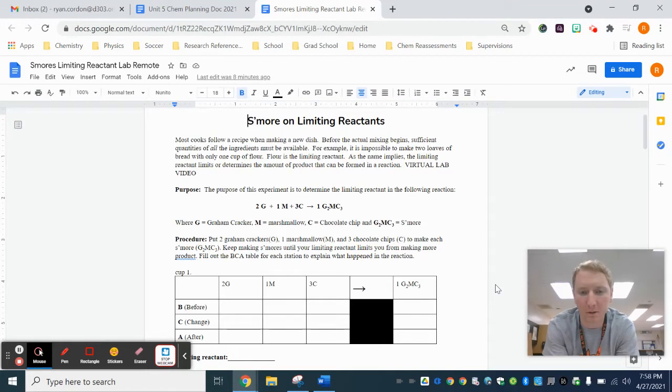Hey there, everybody. Mr. Corden here to talk about limiting reactants. So far in chemistry, we have been told which reactant is limiting and which reactant is in excess.